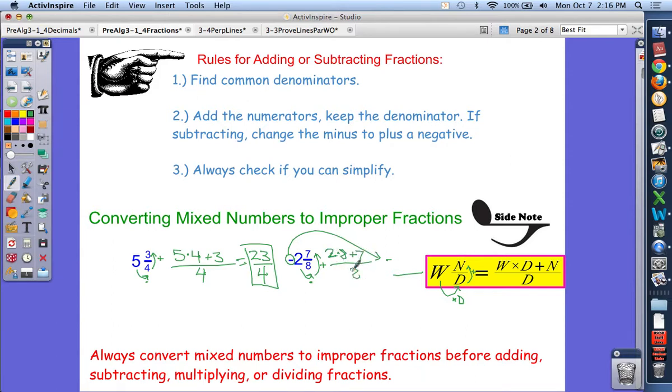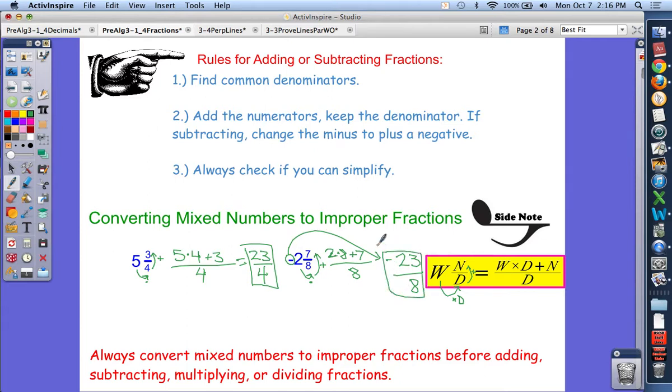And you're going to keep that denominator. So 2 times 8 is 16, plus the 7 is going to give you 23. And you keep the denominator, so it's over 8. And again, if this number is negative, so will the improper number be negative.